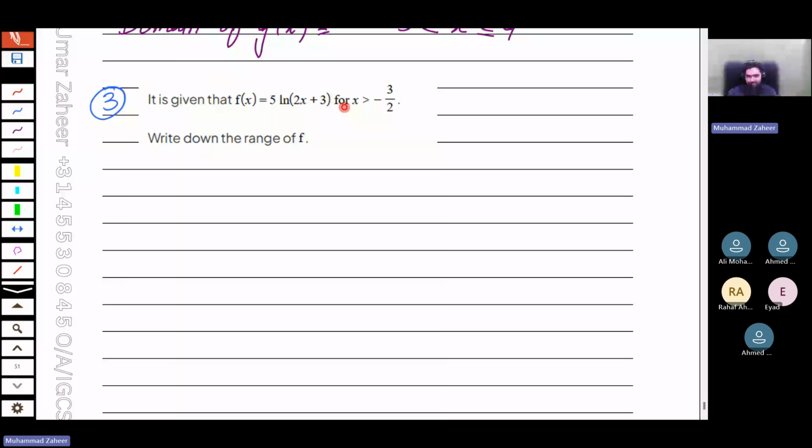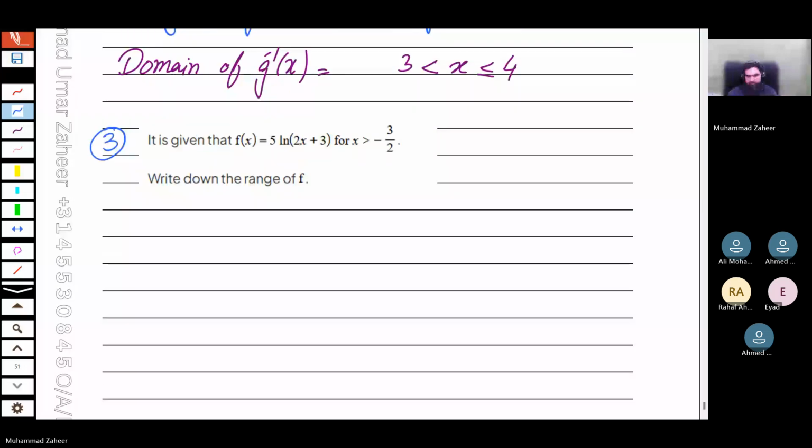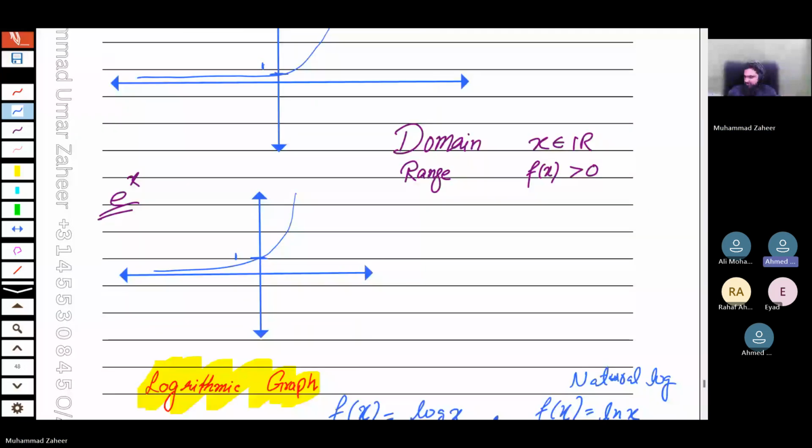We have to find the range. Yes, everyone, can you please tell me what is the range of this one? The range of a logarithmic function. Anyone? That's why I told you you have to memorize the graph. Let me show you the graph. Now look at the graph and tell me what is the range of this function.